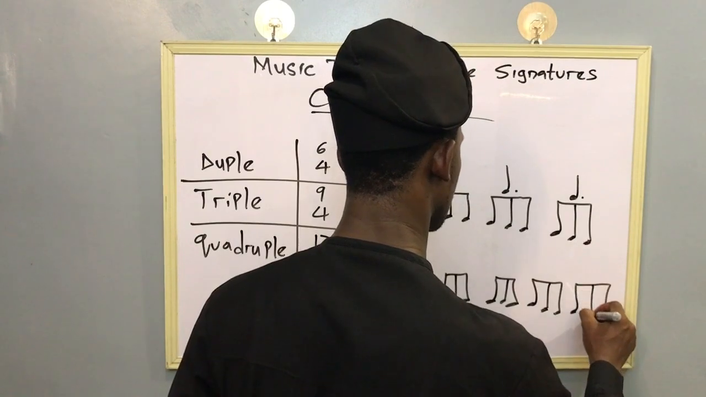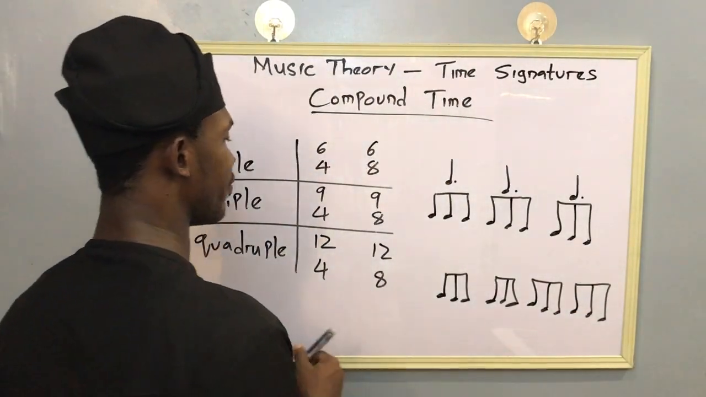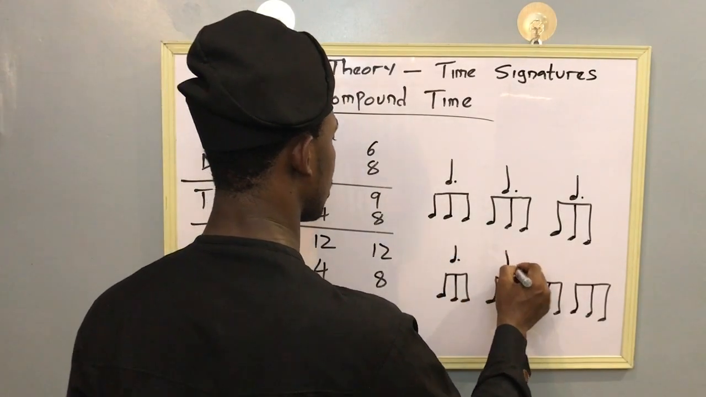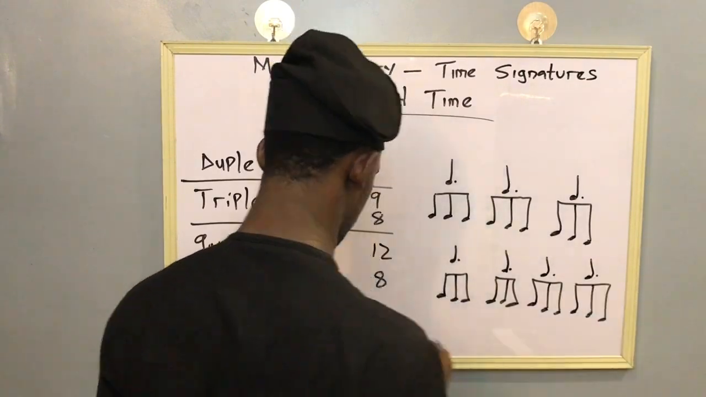Okay, so the basis for counting here is 12/8, and you see that this is still a dotted note, just like we discussed in dotted notes. This is a dotted note. This is a dotted note.